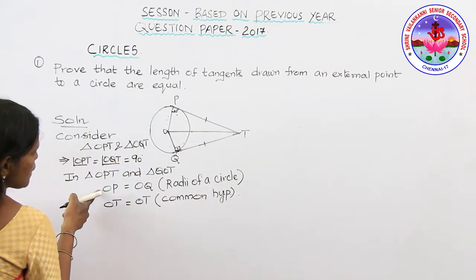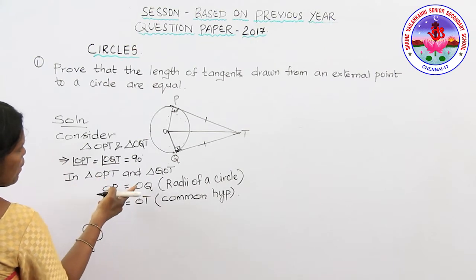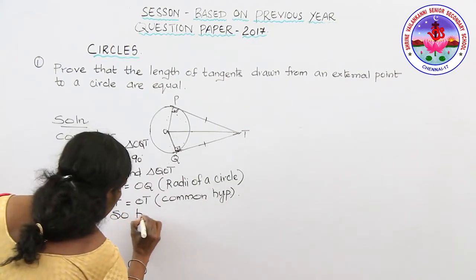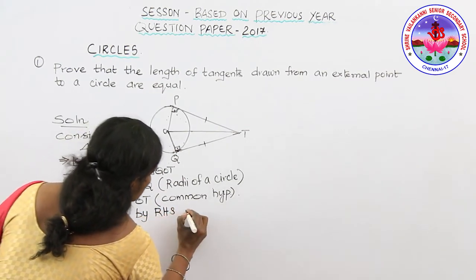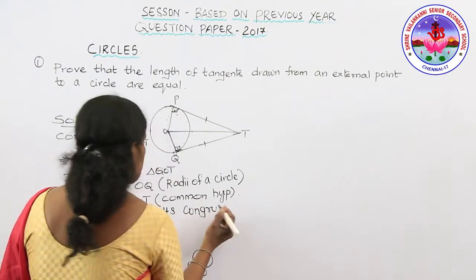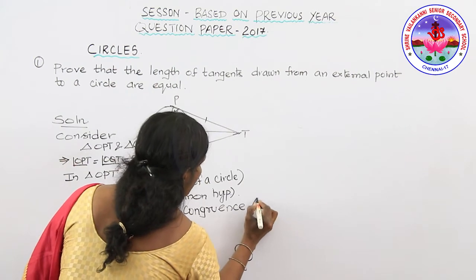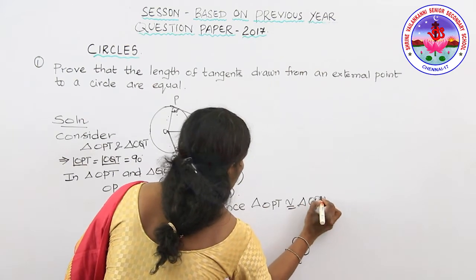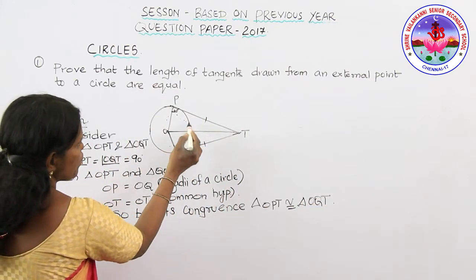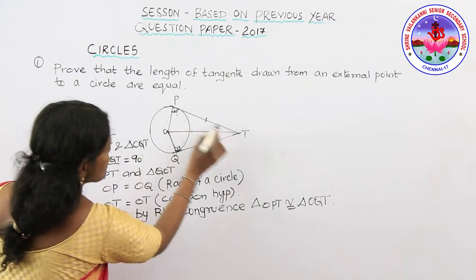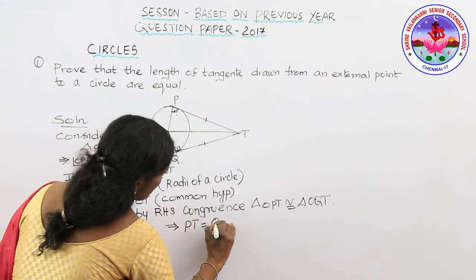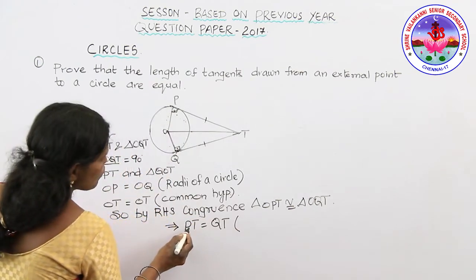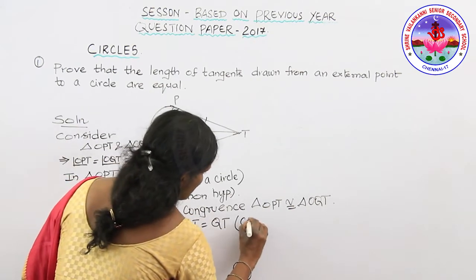So I find one side and one hypotenuse of triangle OPT and one side and one hypotenuse of triangle OQT are equal to each other. So by RHS congruence, triangle OPT is congruent to triangle OQT. Here I found that the two triangles are congruent to each other. Therefore, the related sides PT and QT are the corresponding sides of the two congruent triangles. So I can relate the length of PT is equal to QT by CPCT.